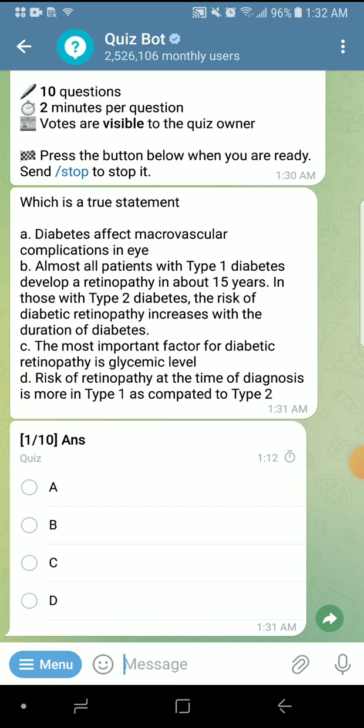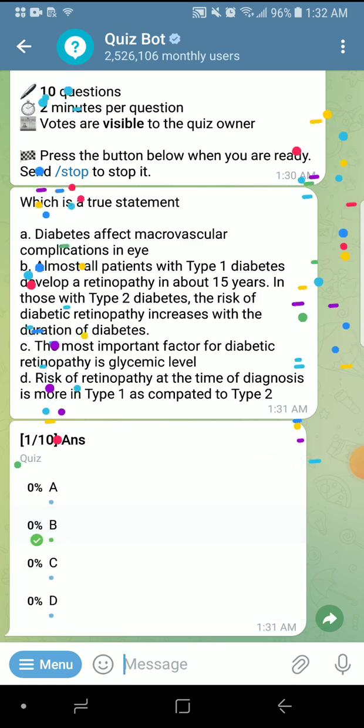So A option and C option are easy options. Now let us see the D option. The risk of retinopathy at the time of diagnosis is more in type 1. This is a false statement. Now, the duration is a risk factor, so lifelong risk is more in type 1 as compared to type 2. But at the time of diagnosis, the duration is immaterial, irrelevant. So at the time of diagnosis, you will see the age, because micro vessels are more affected in old age. So at the time of diagnosis, the risk is more in type 2 as compared to type 1. So D is also wrong. So even if I don't know about the years in B option, that should be the true statement because the other ones I know are false statements. So the answer is B.